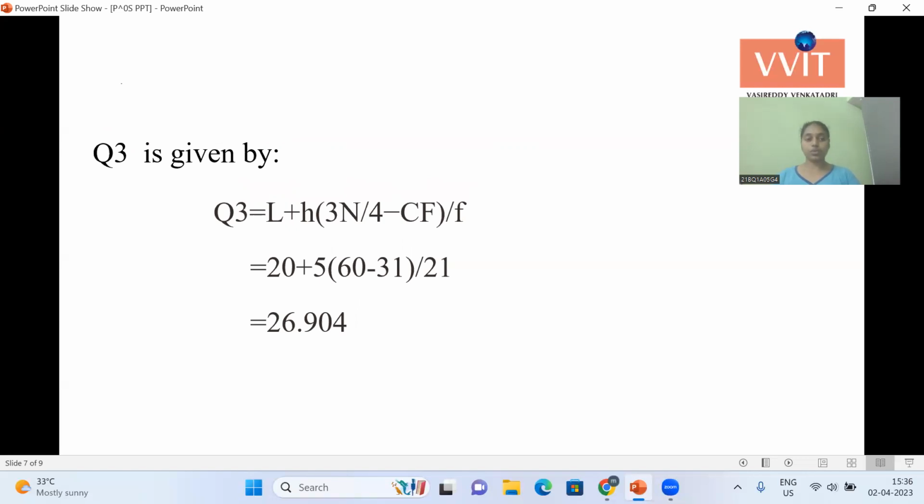Next, we will calculate the upper quartile. Upper quartile Q3 is given by Q3 equals L plus h into 3N by 4 minus CF, divided by f. Small l is 20, plus small h is 5, the width of the class interval, into capital N, 80. 3 into 80 divided by 4 equals 60. So 60 minus the CF value 31, divided by the small f value 21. If we calculate these values, we get the answer 26.904.